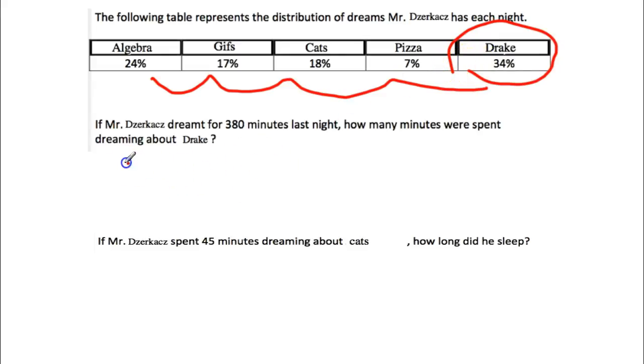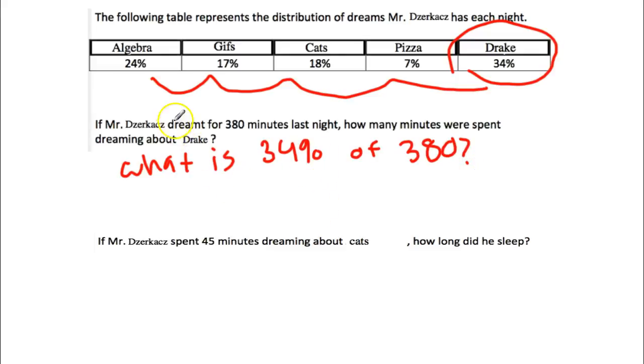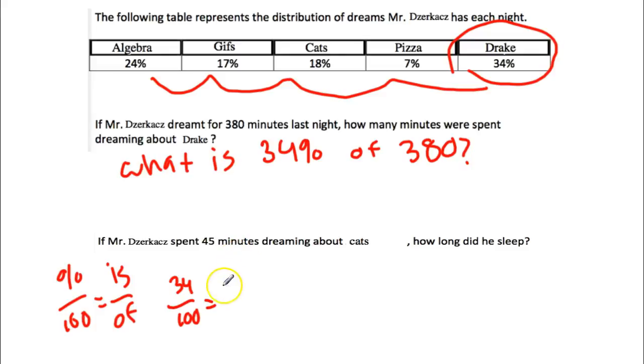Alright, so let's see. I think the question could be, what is 34% of the 380? How did I get this? So the total's 380, right? That's normally what I want of. I'm not looking for a percent, I'm looking for an amount of minutes, right? So what is 34% of 380? So if you set up your proportion percent over 100 equals is over of, the percent, what is 34%? I know that, right? So 34 over 100. What is, that's what I don't know. I'll put an X. And the of is 380.